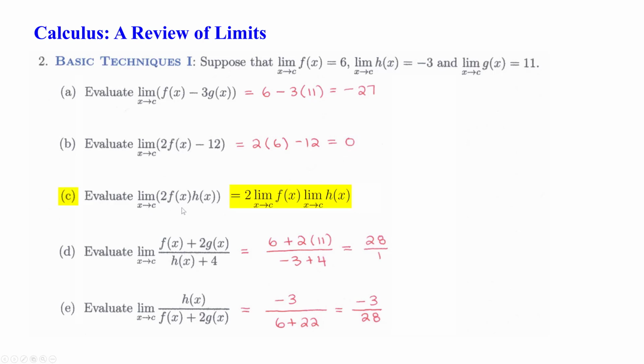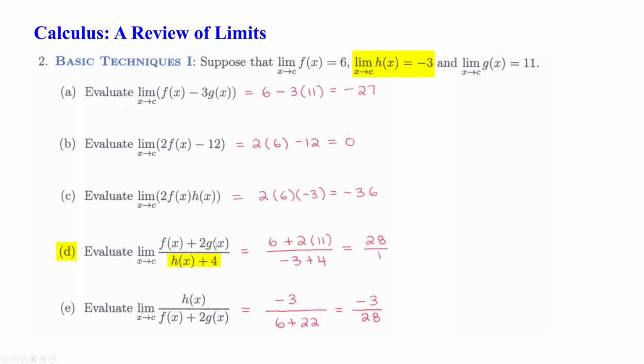The limit of the product is the product of the limits, provided both limits exist, which they do. Therefore, this would be 2 times the limit as x goes to c of f of x times the limit as x goes to c of h of x, which we have here, 2 times 6 times minus 3, which is minus 36.